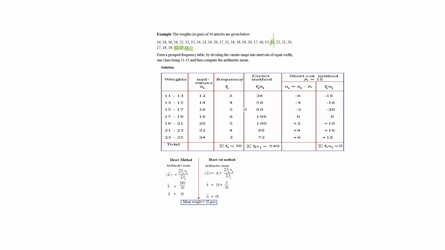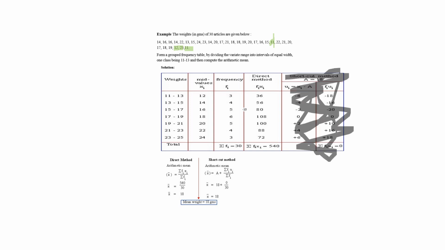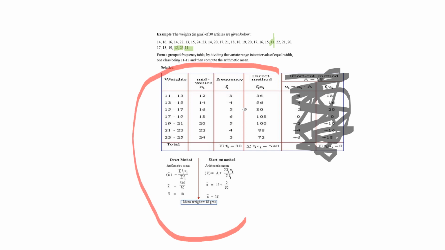For the direct method, we need to multiply the mid values with the frequency, and we'll get fixi, which is equal to 540. The shortcut method is not needed. You need to focus on this one, the direct method. So summation of fixi, that is 540, divided by 30, then we'll get the mean as 18. Mean weight is 18 grams.